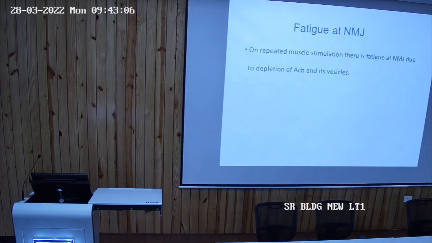तो fatigue on repeated stimulation, अगर बार बार हम स्टिमुलेशन कर रहे हैं, तो फैटिग सेट इन एट द न्यूरोमस्कुलर जंक्शन बिकॉज ऑफ द डिप्लीशन ऑफ एसिटाइलकोलिन एंड इट्स वेसिकल्स। And this question is also asked: what is the first site of fatigue? First site of fatigue क्या होता है? It is the CNS, and second site of fatigue is neuromuscular junction. First being the CNS in the intact region. Okay.